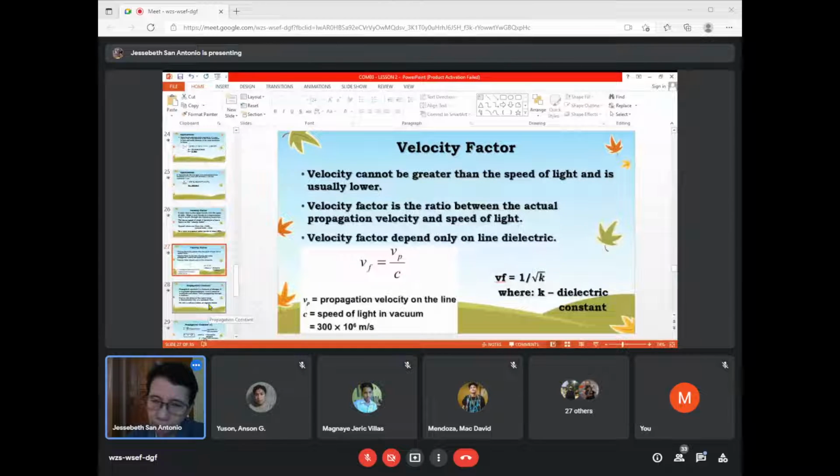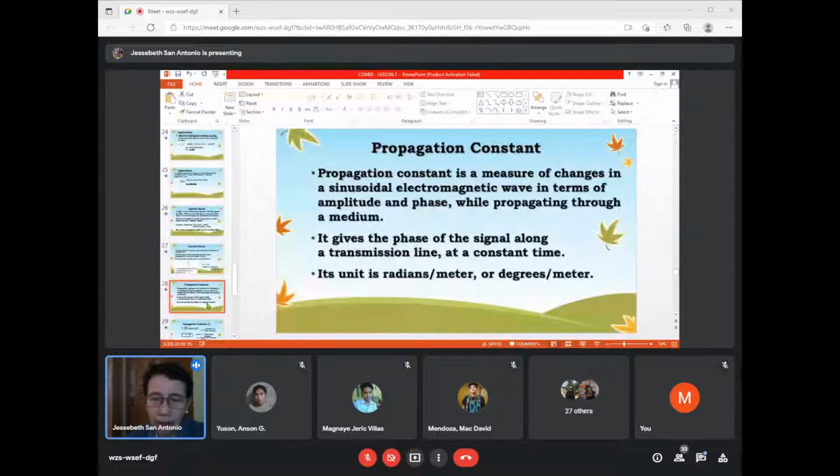Question? Wala? O, another term. Kanina, factor. So alam niyo naman ang factor, ibig sabihin division. Tama? Nag-divide ka ng dalawang parameter sa velocity factor. This time, constant, no? So propagation constant. Ano ba ang propagation constant?